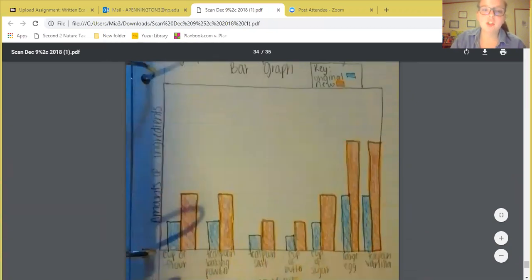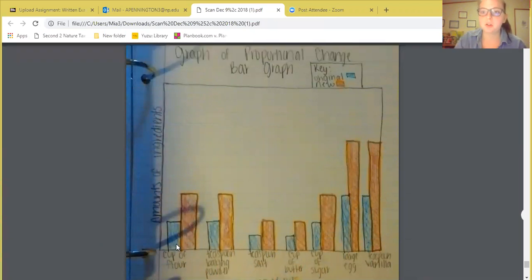Now this is a graph just showing how we proportionally increased our amounts. So over here, these are going to be the amounts of ingredients that we are going to use, and down below shows each ingredient. So we can visually see that we doubled our cup of flour, we doubled our teaspoon, and we see the big growth in each of these.